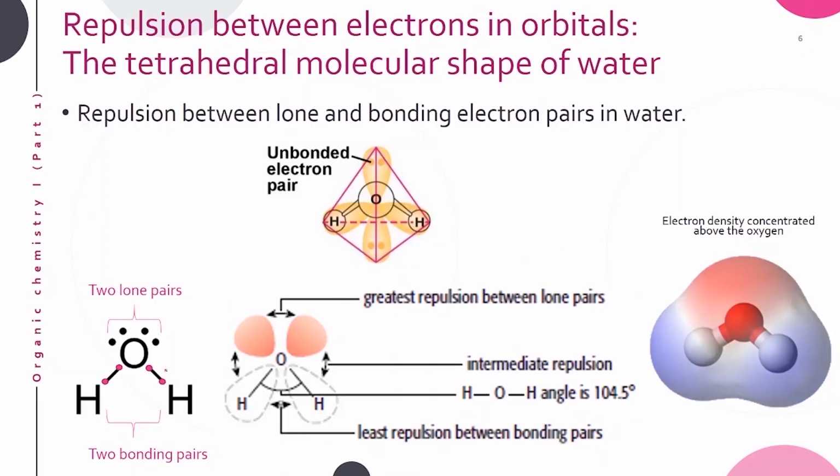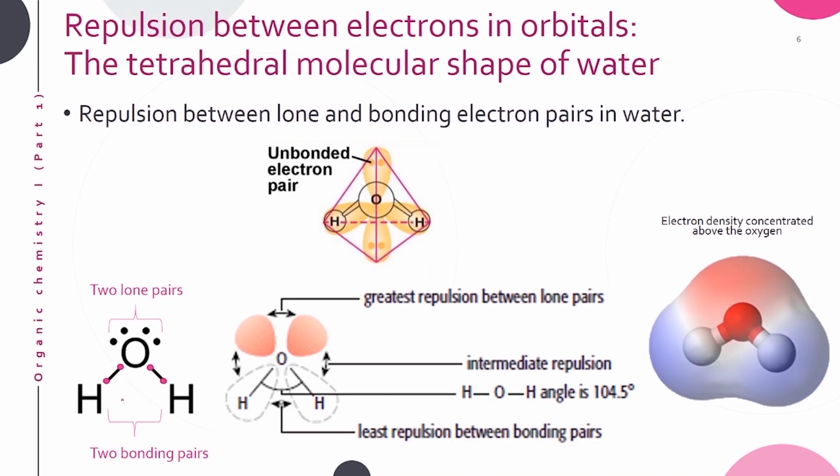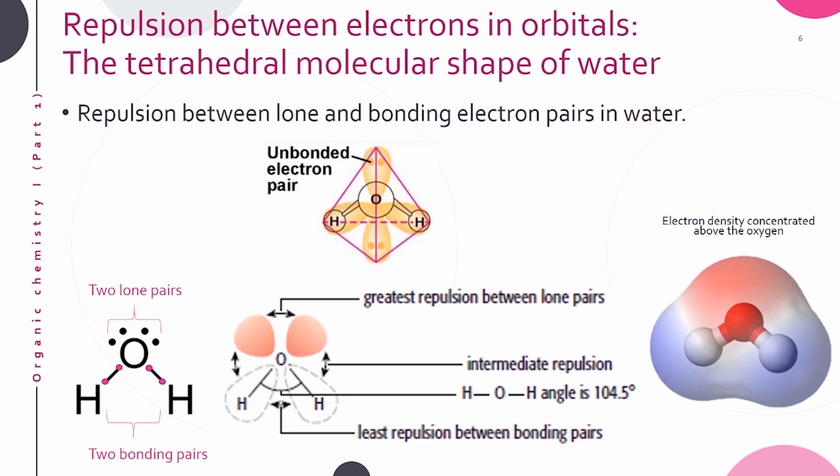Now let's look at the water molecule. Water has 3 atoms, 2 hydrogens singly bonded to a central oxygen atom that bears 2 lone pairs of electrons. The water molecule forms a tetrahedral shape as well, but you can see that the angles differ from methane due to the different degrees of repulsion between electrons.